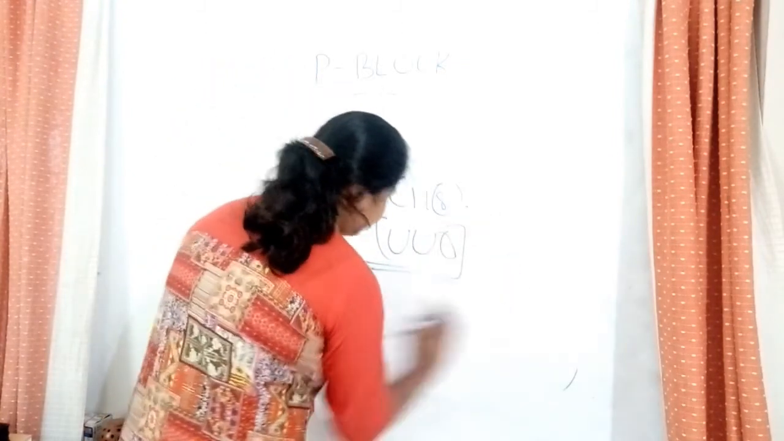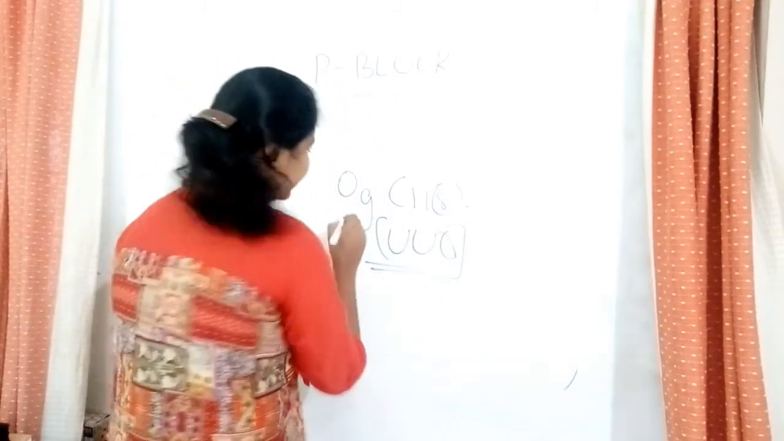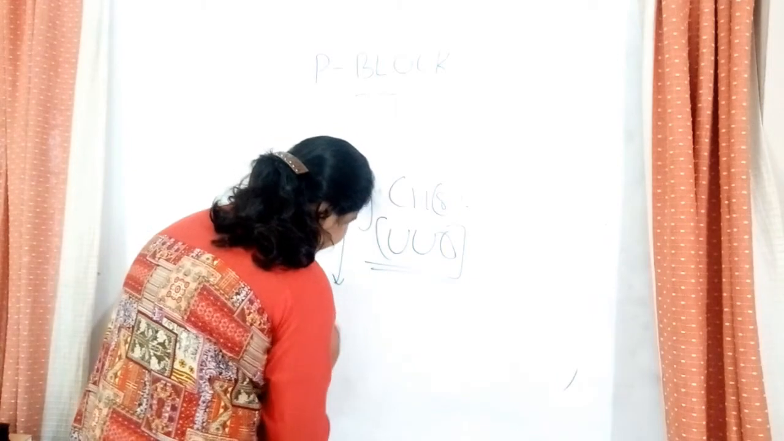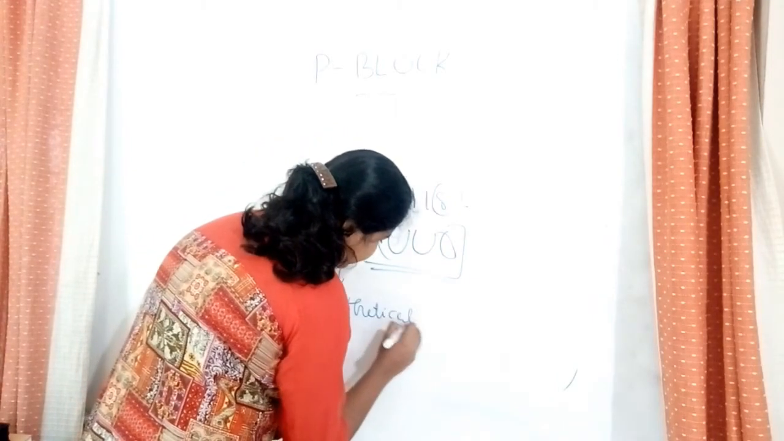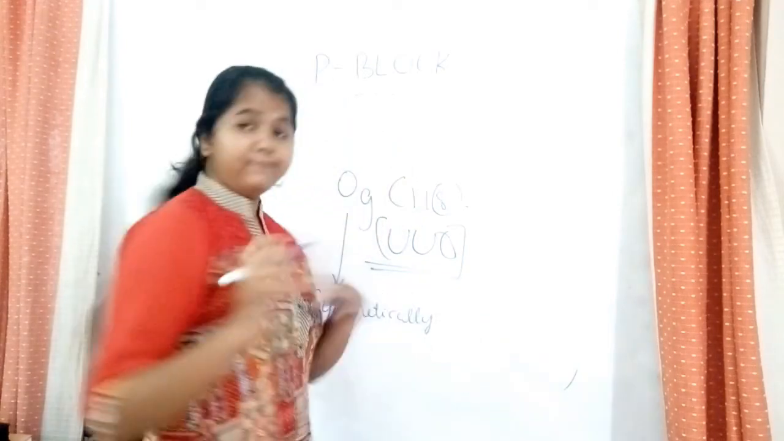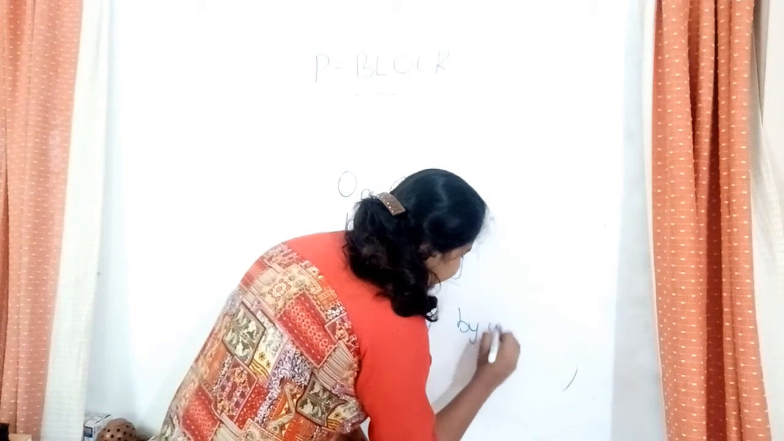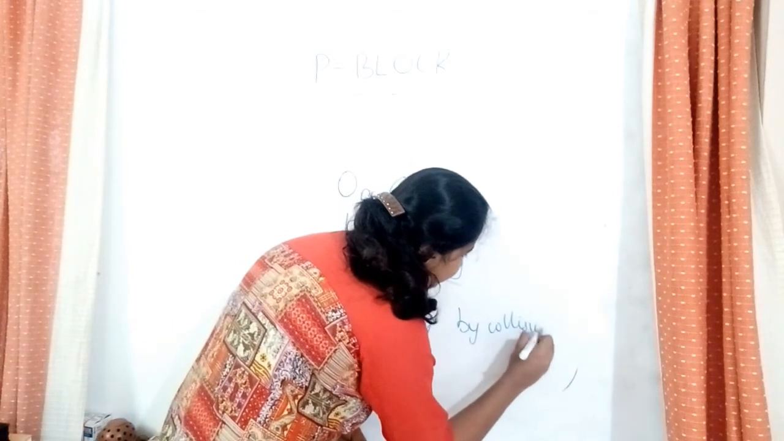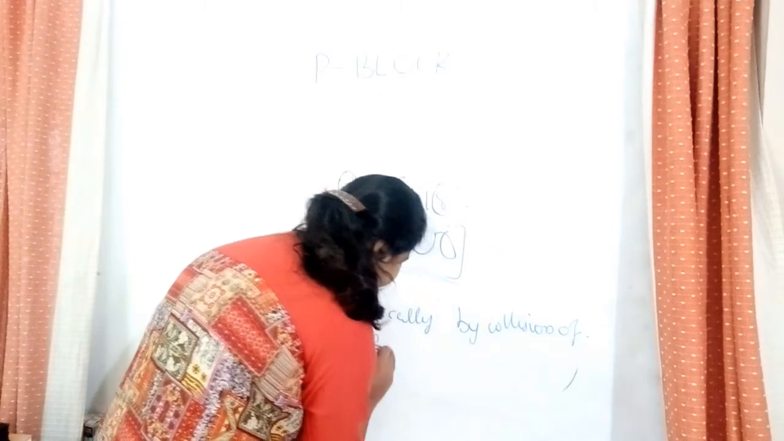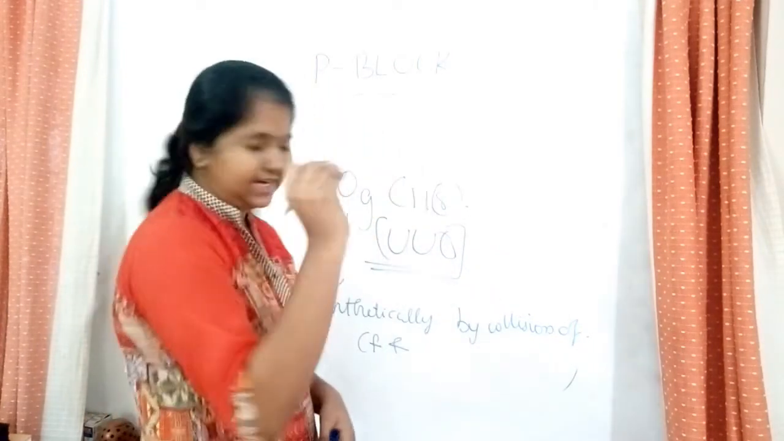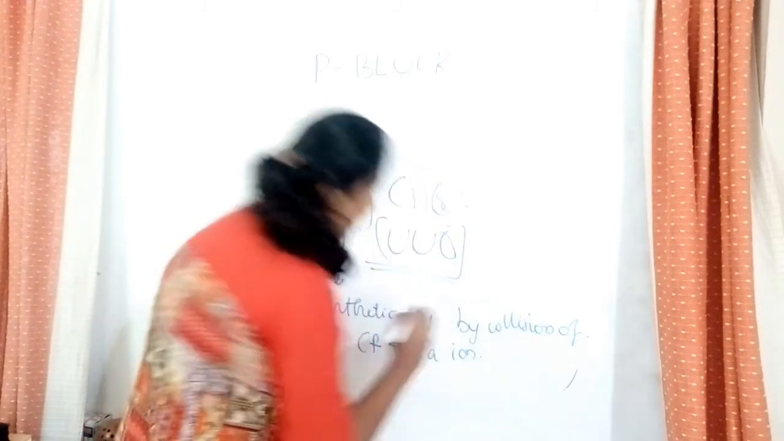So the first thing is that oganesson is prepared synthetically. What? Synthetically prepared. By what? It is synthetically prepared by collision of californium, Cf, and what? Calcium ion. Calcium ion. This is how it is obtained.